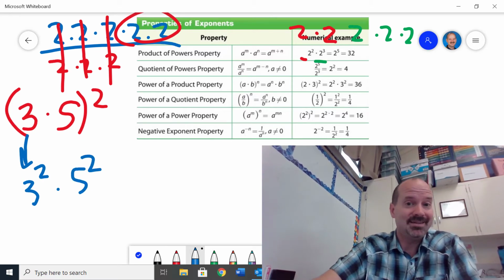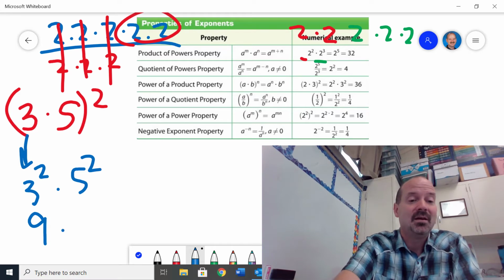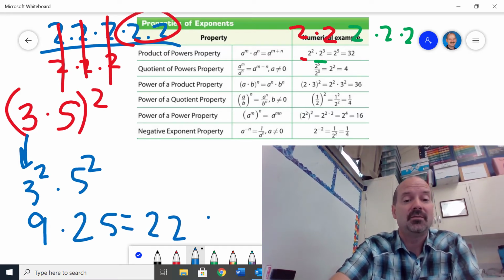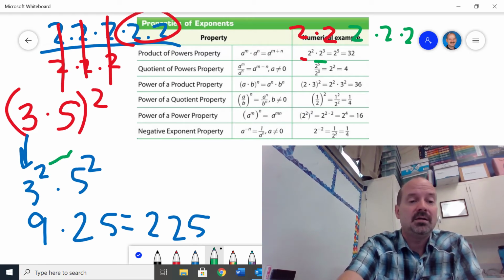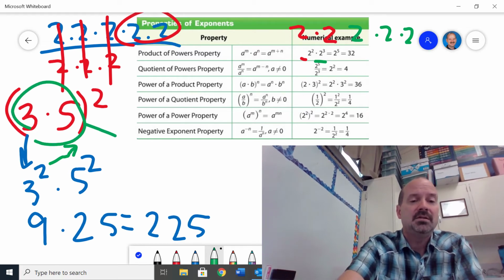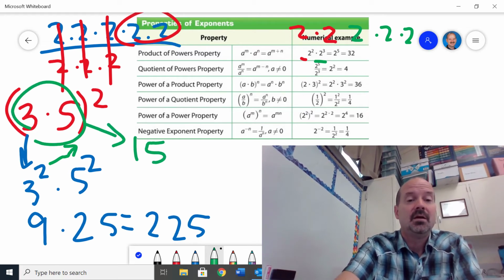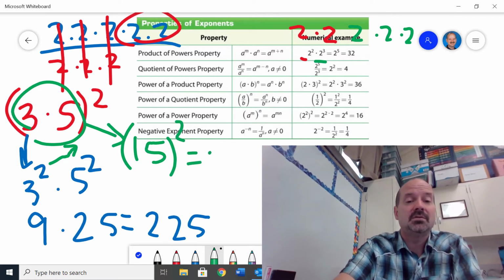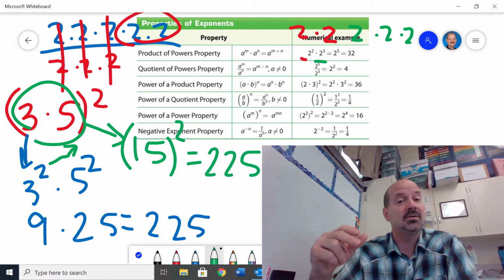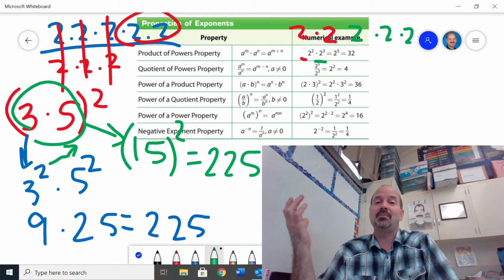Like if we just worked out this example, 3 squared is 9, and 5 squared is 25, and 9 times 25 is 225. The other way, we had 3 times 5, which is 15, and 15 squared is 225 again. So it is the same answer either way. It's just a demonstration that it works.